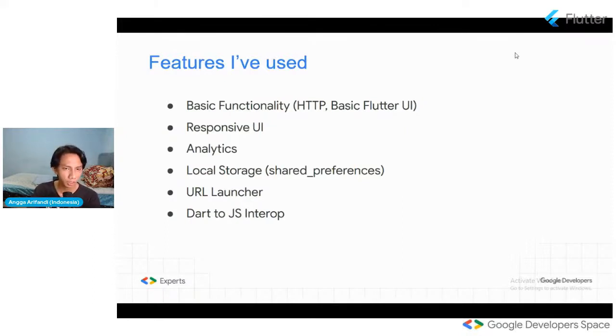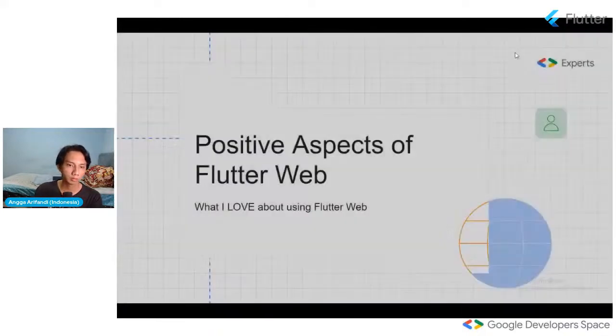First is the basic functionality, like HTTP, basic UI, and then responsive UI as well. I use analytics from some providers, which already have a package written in Flutter and Dart. And then I use local storage, which uses the shared preferences package. It's already published as well. I use the URL launcher, which is working really great. And then I also use Dart2JS interop, which basically lets me call JavaScript code from my Dart, and vice versa, I can call my Dart function from JavaScript, which I think is pretty sufficient for all of my use cases in that project.